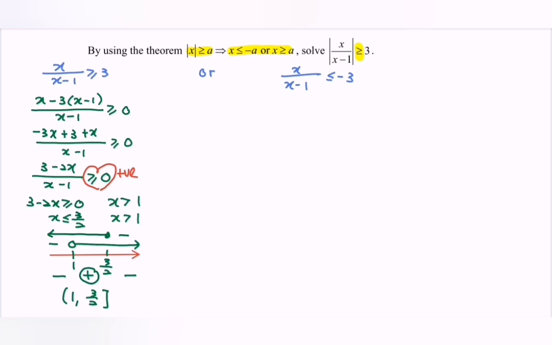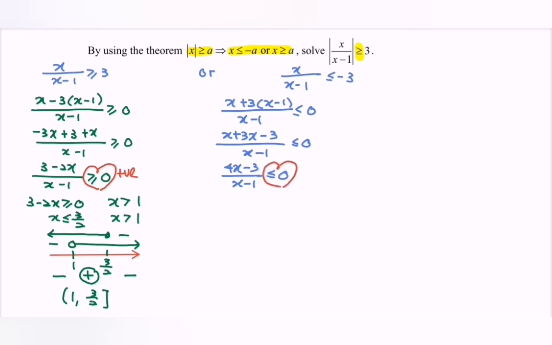Continue. We have x plus 3, x minus 1, so equate the denominator. Continue, we have x plus 3x minus 3 over x minus 1 less than or equals to 0. So we have 4x minus 3 over x minus 1 less than or equals to 0. Since this is the simplest form, we need the negative sign. So x greater or equals to 3 over 4, x greater than 1.